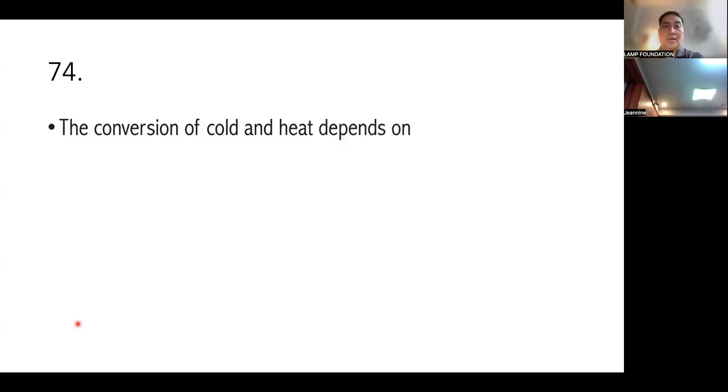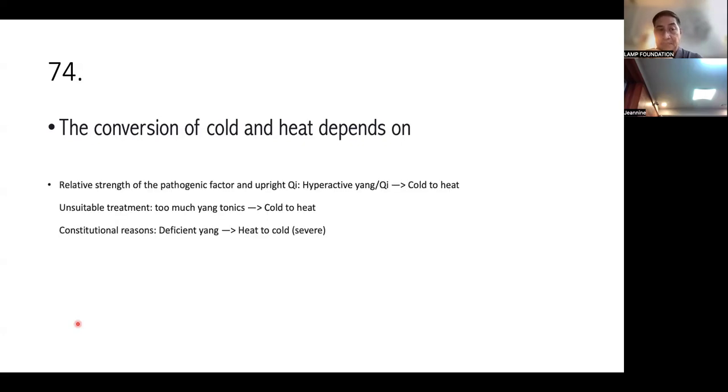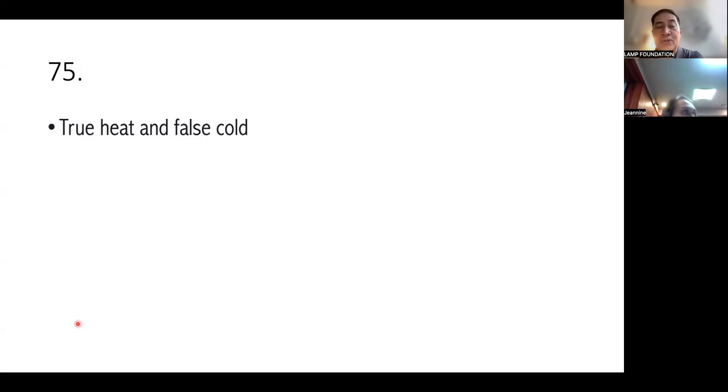Great. Okay, the conversion of cold and heat depends on the relative strength of the pathogenic factor and upright qi. Hyperactive yang qi is called cold to heat. Unsuitable treatment, too much yang tonics, is called cold to heat. Constitutional reasons, deficient yang, is heat to cold. Severe na. Okay, very good. Severe na po. Okay, ano po yung true heat and false cold?